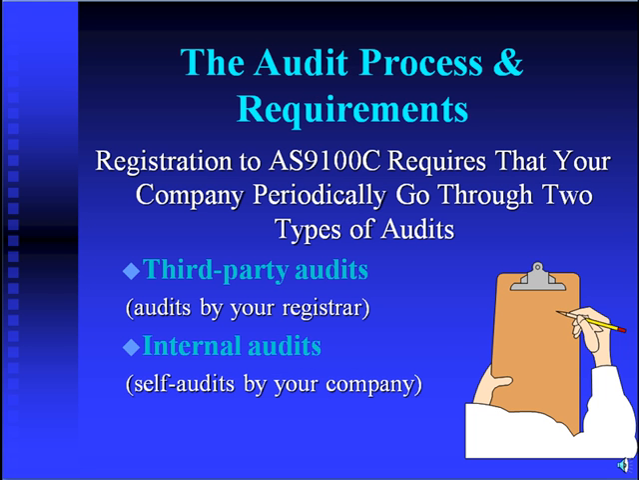For example, this training module addresses the 2 types of audits that registration to AS9100 C requires an organization to go through. We talk about third-party audits, audits done by your registrar, as well as internal audits, or self-audits done by your company. The training addresses the differences between these 2 types of audits, and more importantly, how to answer an auditor's questions, both for third-party audits as well as internal audits. Several do's and don'ts are addressed, and suggestions are provided for employees on how to best prepare for an audit.